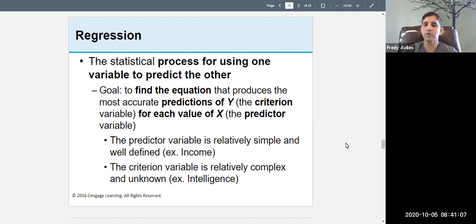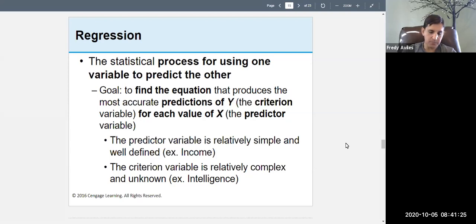So the criterion is the one you're trying to predict. That's the one that's usually more complicated. So I can try to predict, let's say, your intelligence based on income. And that is, let's say, a very bad way to think of intelligence, okay?